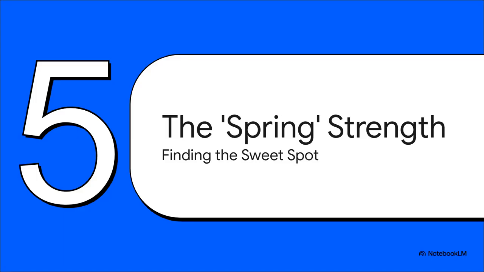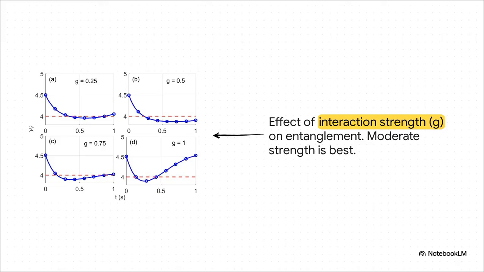Okay, so the driving method is one control knob. But what about the spring itself, the connection between the particles? You'd probably think that a stronger spring would mean better entanglement, right? Well, you might be surprised. Check this out. This graph shows what happens when they play with the spring's strength, which they call G. If the connection's too weak, yeah, it gets entangled, but it fizzles out really fast. If it's too strong, same thing. The dip is super brief. But look, right there in the middle, around G equals 0.5, that's the sweet spot. That's where the entanglement lasts the longest.